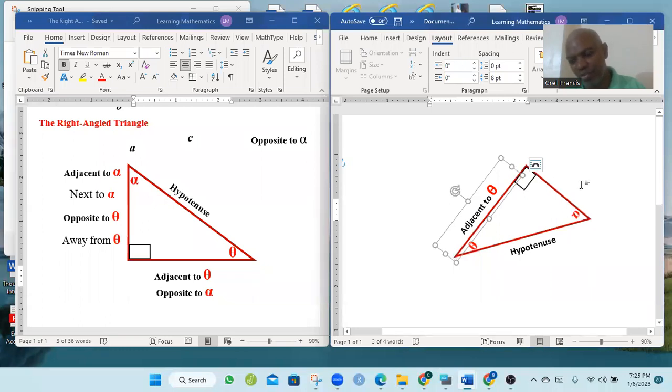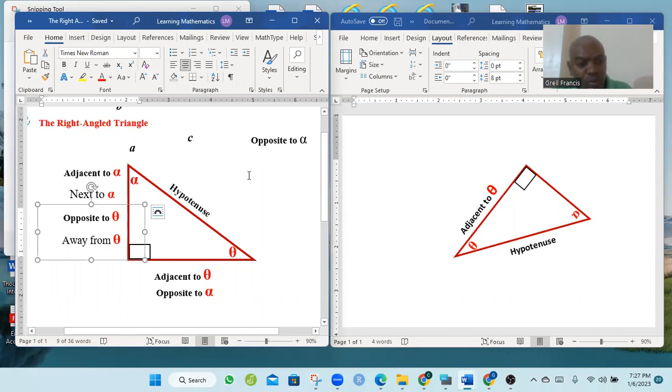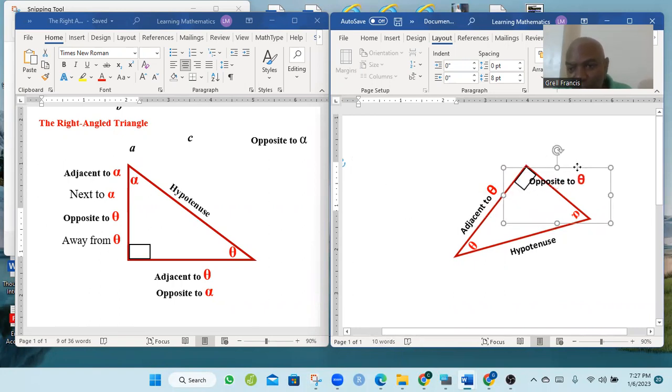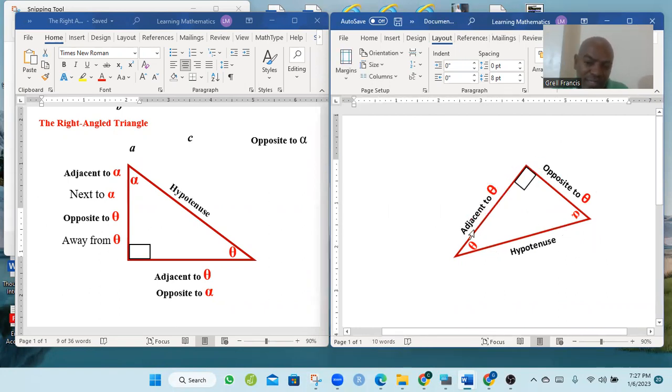What about this side? Choose a name to call this side here. So therefore now this side, because it is away from theta, you can call it opposite to theta. Because it is away from theta. Opposite means away from. So this side can be called opposite to theta. Now let's go back to that very same side. Apart from calling that side adjacent to theta, how else can we call that side? What is another name to call it?